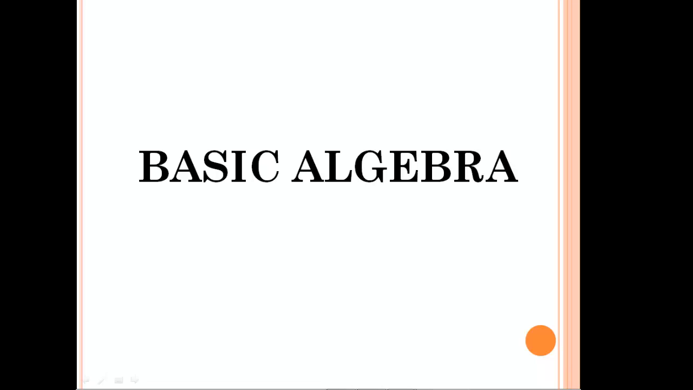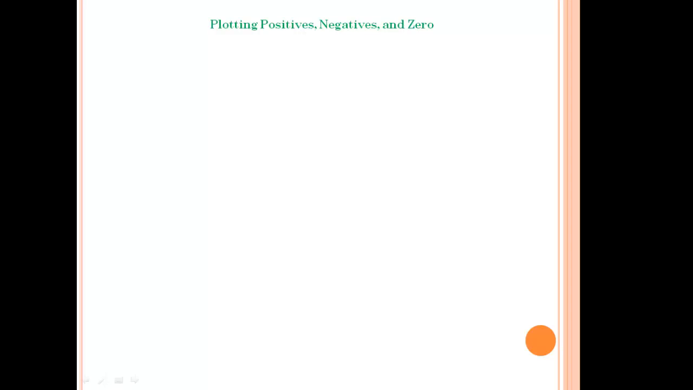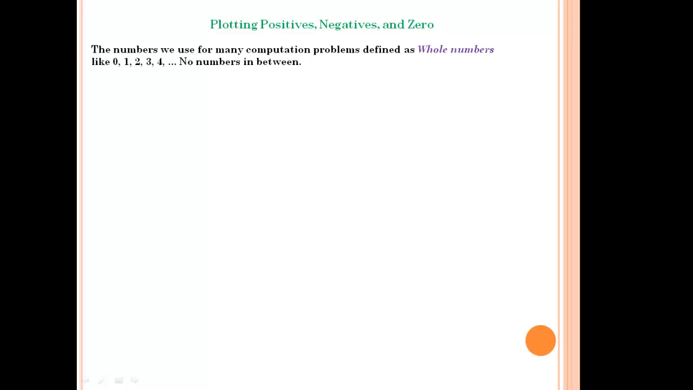Welcome to the second video on Basic Algebra. We will start by plotting positives, negatives, and zero. The numbers we use for many computation problems are defined as whole numbers, like 1, 2, 3, 4, and so on. A good way of memorizing whole numbers is a simple ruler, which always starts from 0 and increases by 1.